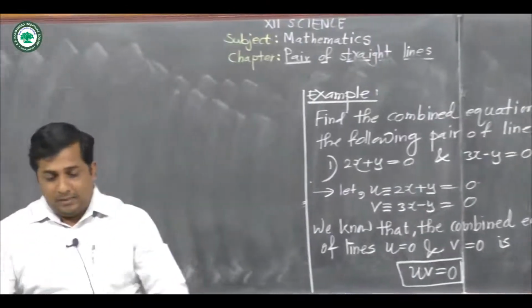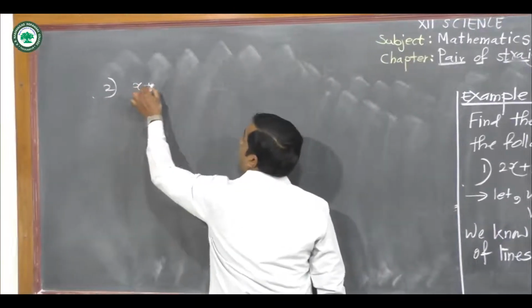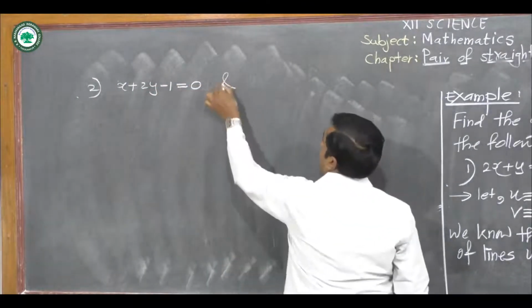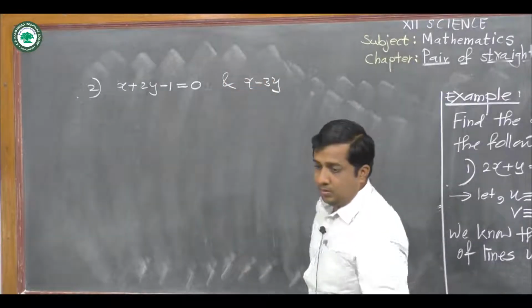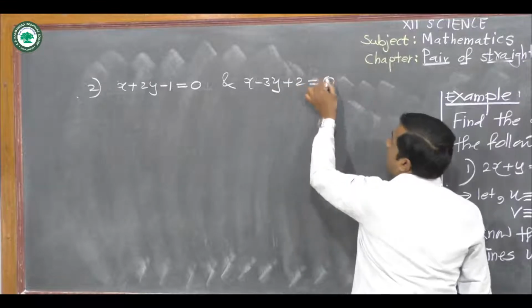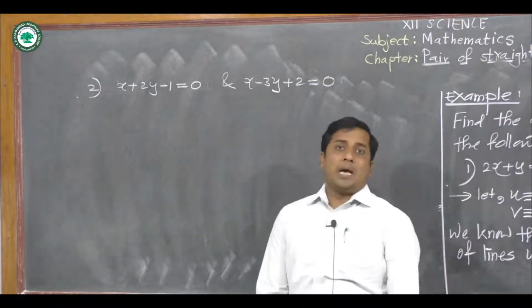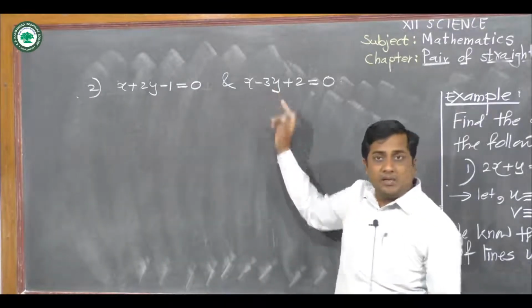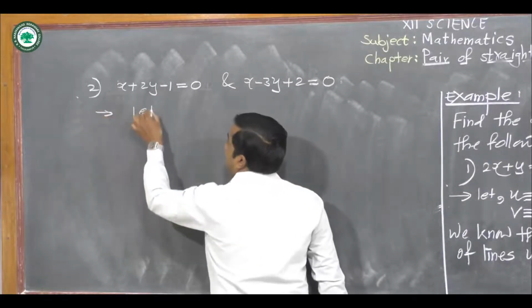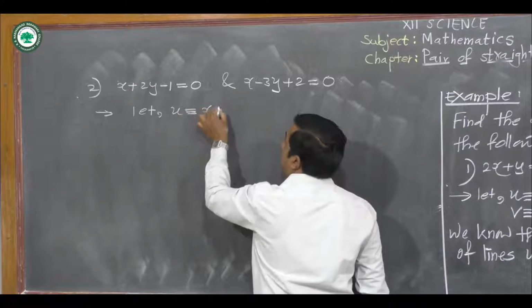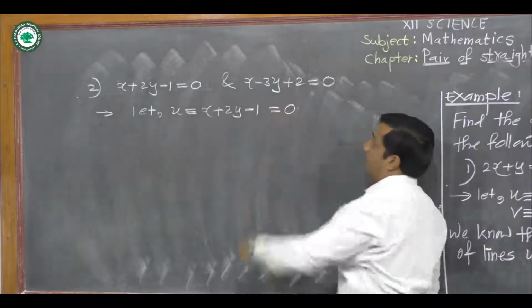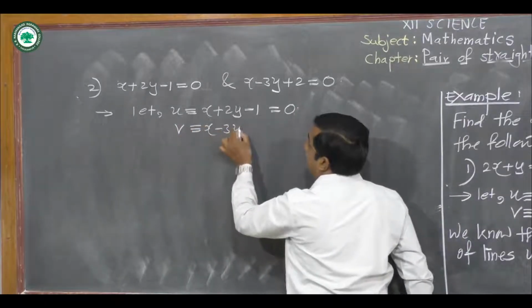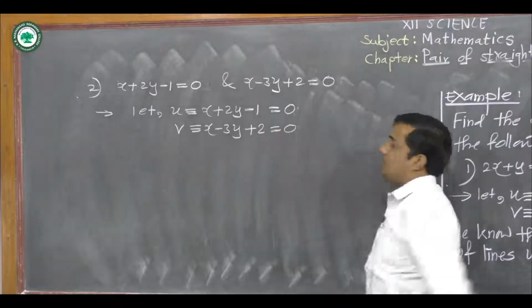Here in the second, given x plus 2y minus 1 is equal to 0 and x minus 3y plus 2 is equal to 0. Again, given two lines. Let us consider the first as u is equal to 0, the second as v is equal to 0. Let's define these two lines. Let u be equivalent to x plus 2y minus 1 is equal to 0. Then consider the second, v is equivalent to x minus 3y plus 2 is equal to 0.